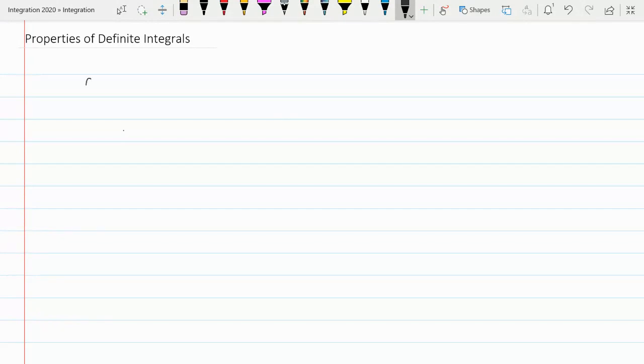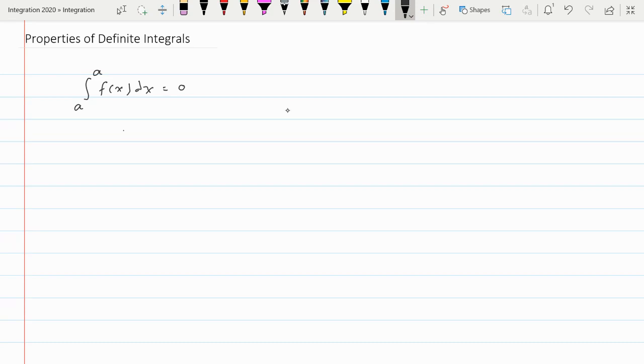If I'm integrating from a point a to the same point a of f of x with respect to x, we all know that, as I said last time, the definite integral is the area under the curve. So if I did not move from a to a, the integral will be 0.